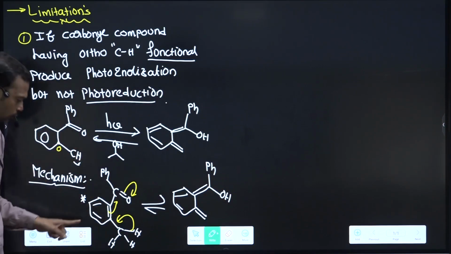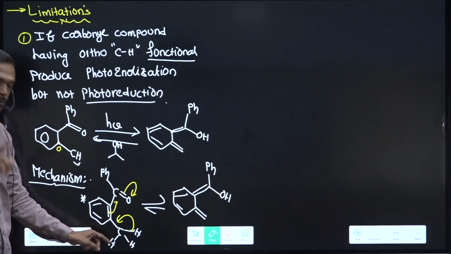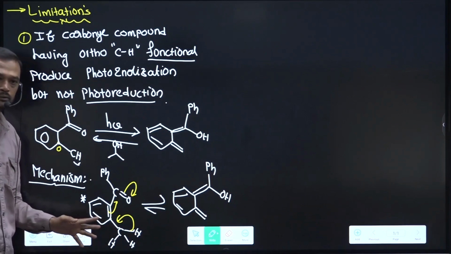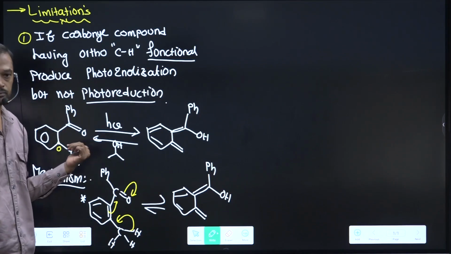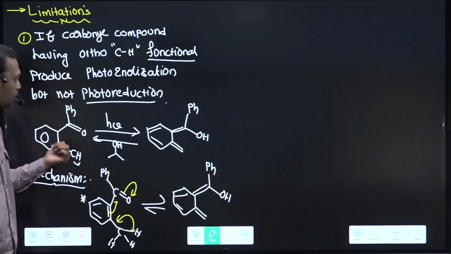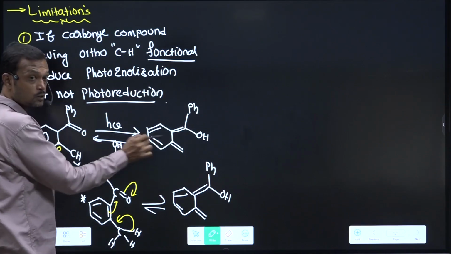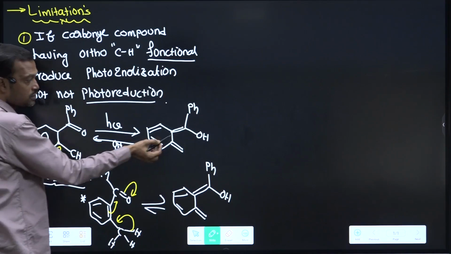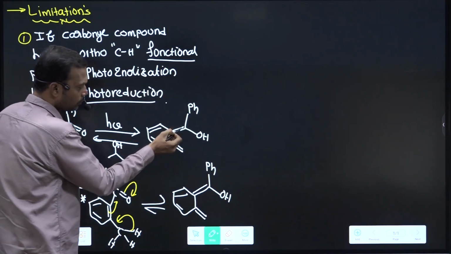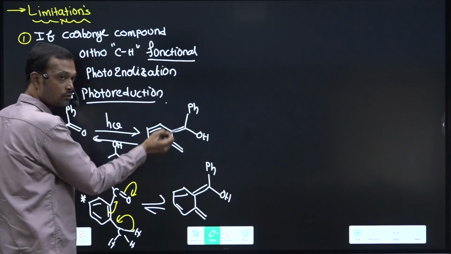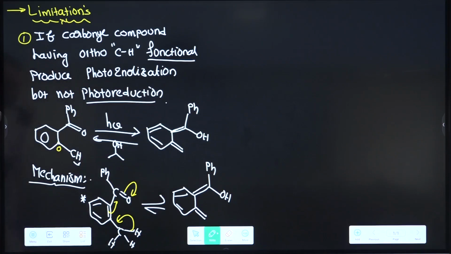Photoreduction is not possible when this carbon has minimum one hydrogen. Suppose this carbon has no hydrogen, then definitely photoreduction is responsible to give the pinacol product. Clear? Be careful with this. This is helpful for part C questions, especially this point. From there onwards, it is a diene, or not? If you focus on this, the double bond makes it a diene. From there onwards, they will ask a Diels-Alder reaction.